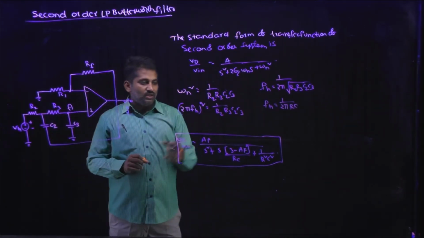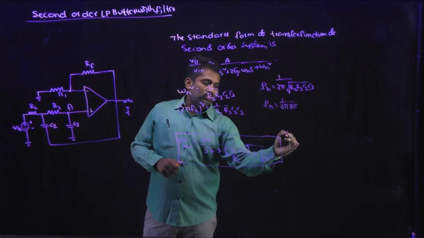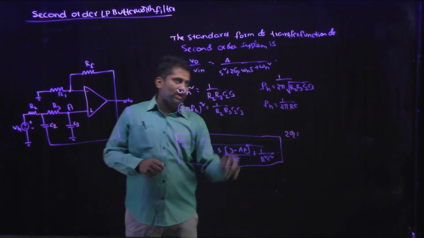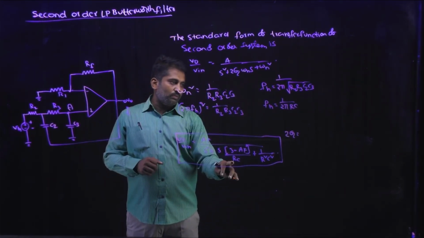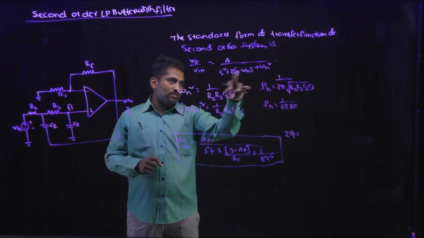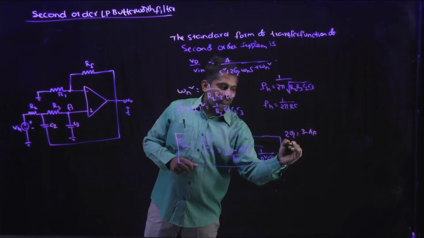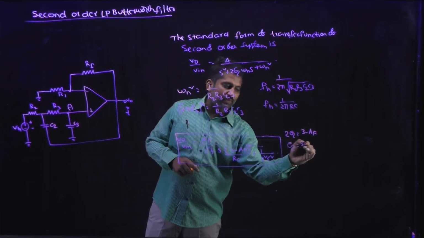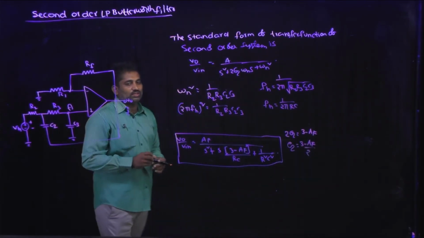Next, compare the middle term. So 2 zeta is equal to, why? Because here omega n is equal to 1 by RC. So S will be same, and 2 zeta is equal to 3 minus AF. From this we can easily calculate the damping factor, 3 minus AF divided by 2, which is nothing but the damping factor.